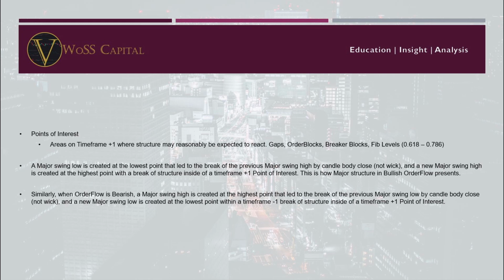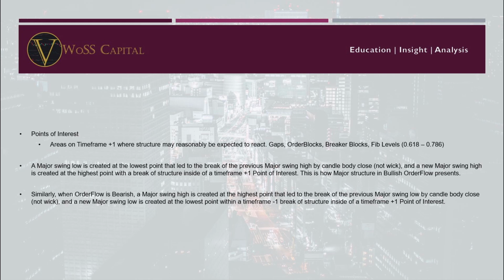Now for me that is gaps, be that the fair value gap or general price gaps in a CME chart, liquidity voids or order blocks, breaker blocks, or fib levels, and generally I'm looking for 0.618 to 0.786 retracements, and 1.618 impulsive moves. So those would be the kind of points of interest I'd be looking at, but there are many different points of interest you could take. Those are just the ones that I tend to use.